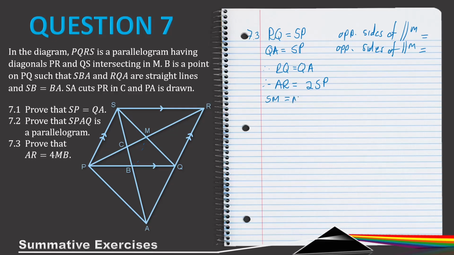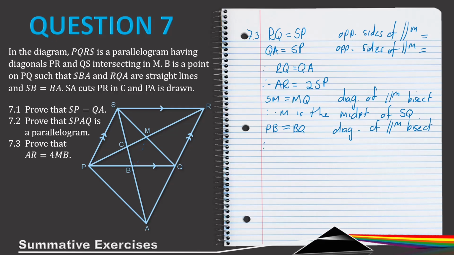Okay, now moving on to the next one, let's first start by saying that SM is equal to MQ because the diagonals of a parallelogram bisect. Okay, so therefore M is the midpoint of SQ. And similarly, PB is equal to BQ, diagonals of a parallelogram bisect, right? So therefore B is the midpoint of PQ.